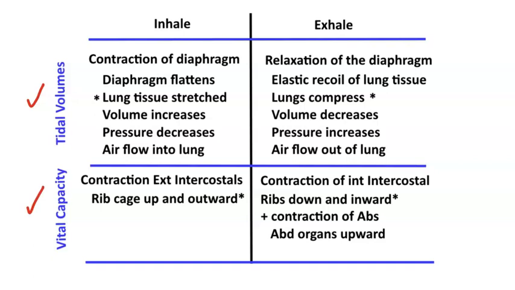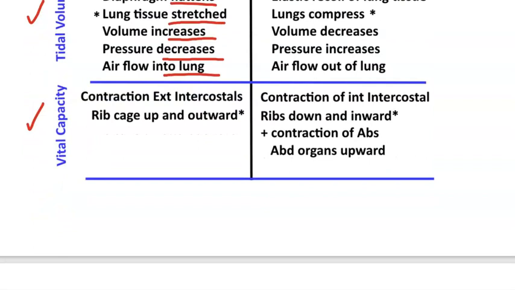So as we sit relaxed, this is what happens when we inhale. Our diaphragm contracts and it flattens. This causes a stretching of the lung tissue, and so the alveoli are stretched and their volume increases, as a consequence of which the pressure inside the alveoli decreases. So now air flows from outside of the lung at higher pressure to the lower pressure inside the lung, and we have inhaled our tidal volume.